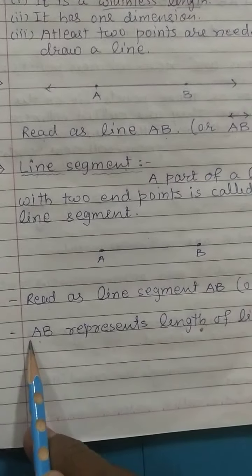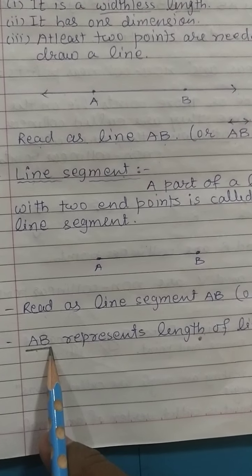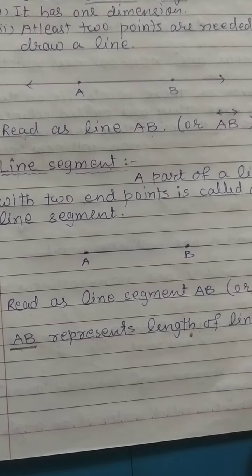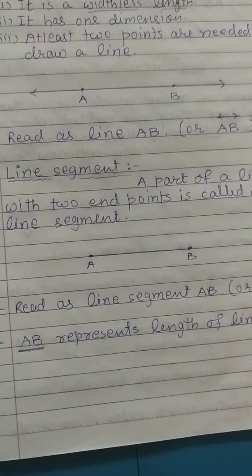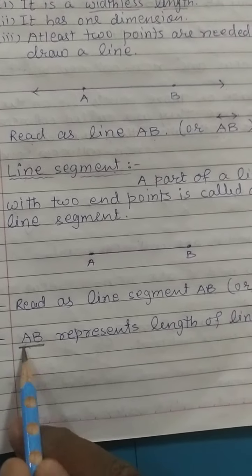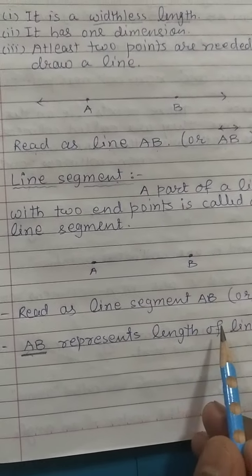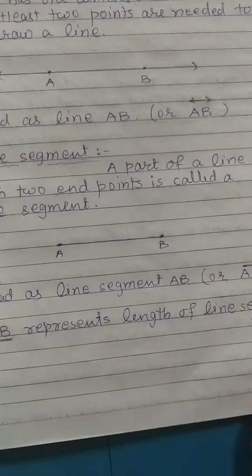If we are writing AB only, then what does it indicate? It indicates the length of line segment AB, right? If only AB is written, it represents the length of the line segment.